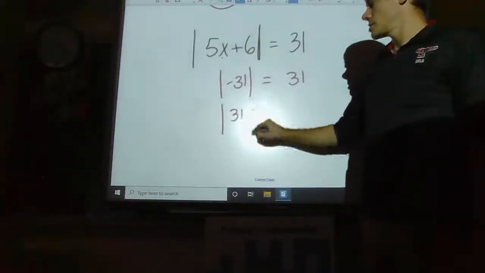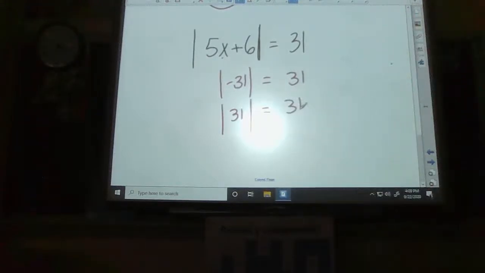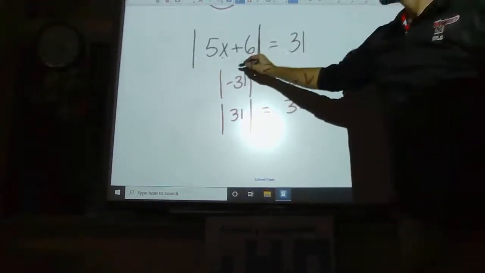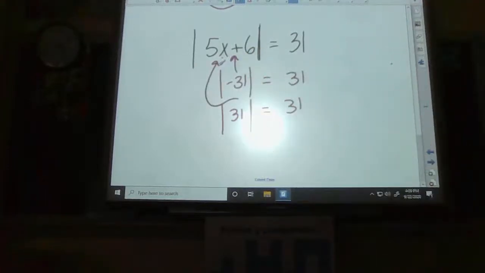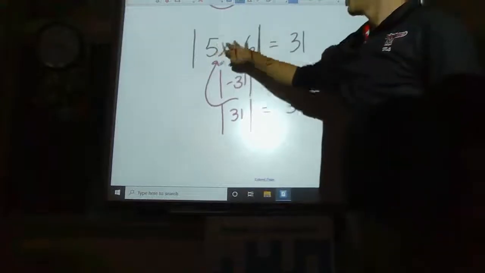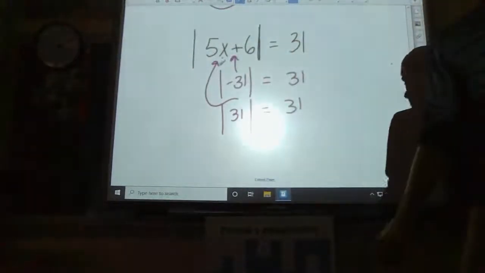So we need to solve this for both equations. Now, I haven't solved it yet. I'm just showing you, right? The stuff on the inside, this stuff right here, it could equal either one. There are 2 possible totals that the 5x plus 6 could equal. It could equal 31, or it could equal negative 31. Because no matter what you get in here, whenever you do absolute value, it's always going to switch to positive.